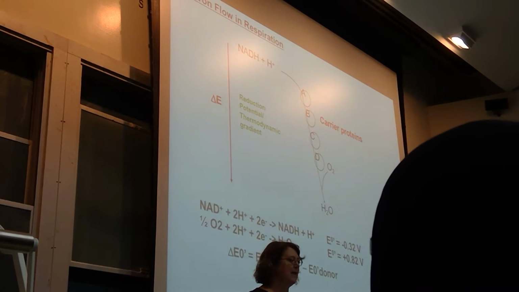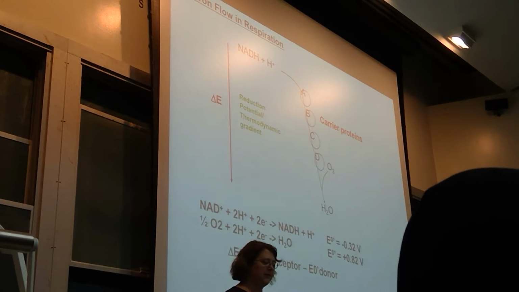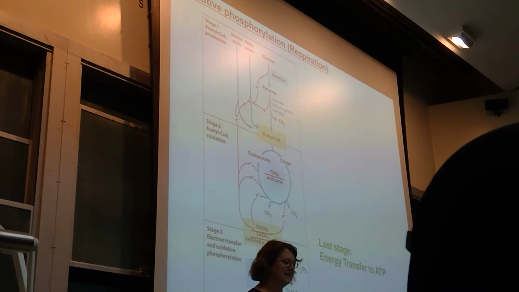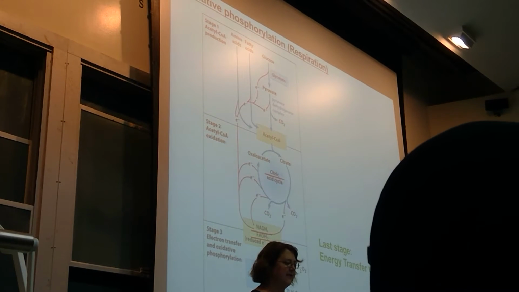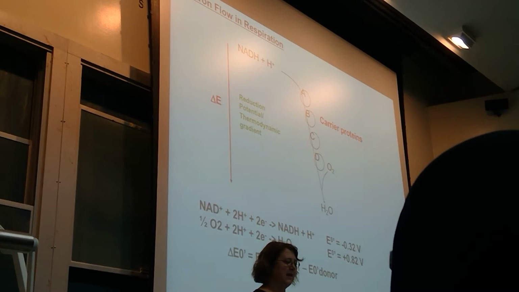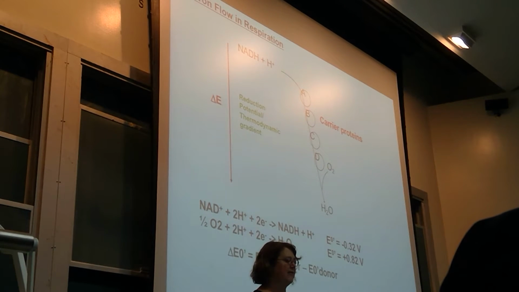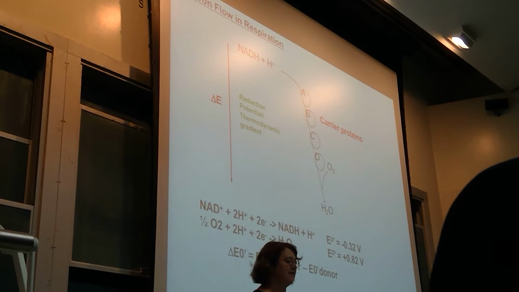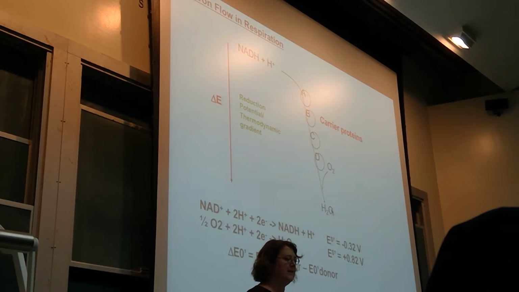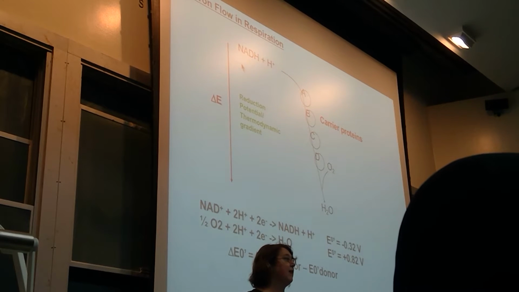So today we're going to be talking about electron flow in respiration. This process that we're talking about here, this electron transfer and oxidative phosphorylation, can also be referred to generally as respiration. And basically, part of how people talk about respiration is oxygen being converted to water, and this is your final electron acceptor.